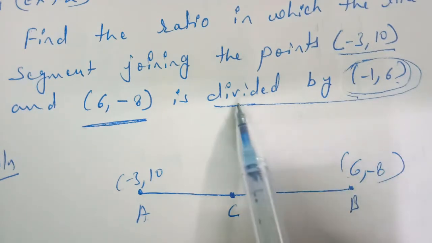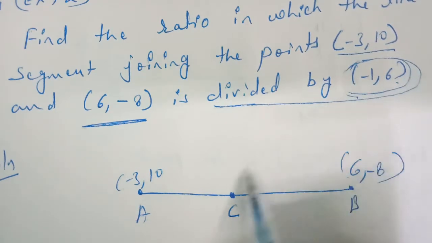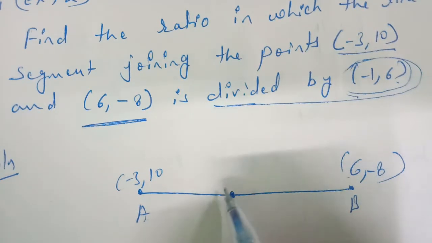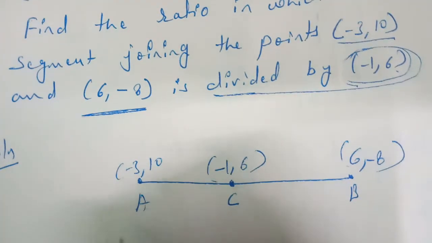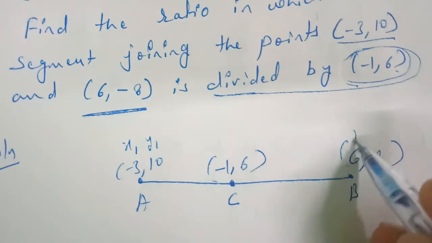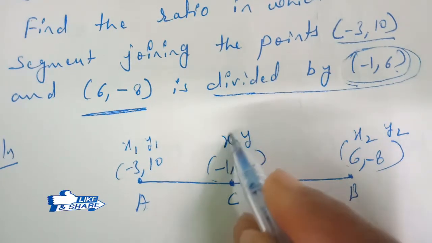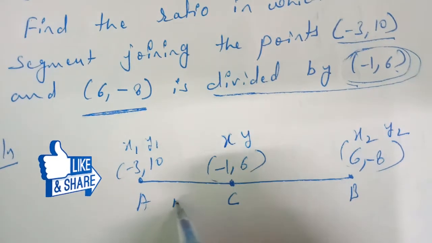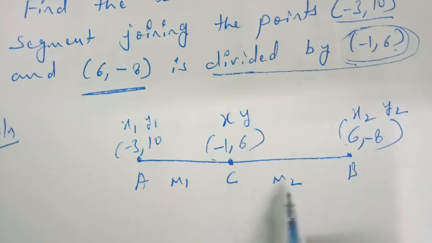Whenever the statement is like this, "divided by", whatever coordinates come after the word divided, you have to take them in the middle of the line. So it will be (-1, 6). Now, as we remember the section formula, we take these values as x1, y1 and x2, y2, and in the middle we take x and y. And the ratio we take as m1 and m2. You can take m1, m2, or m and n, anything.